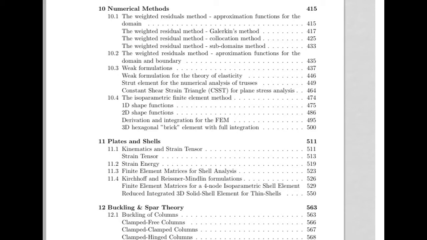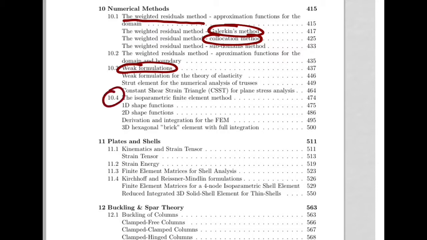Like I said, we will start with the weighted residuals method. We'll talk about Galerkin's method, collocation method, and then we will move to weak formulations, which is very important to derive the finite element matrices for elasticity. Then in section 10.4, we will derive some important formulations for specific elements: 1D, 2D and 3D elements. In chapter 11, we'll focus more on plate and shell elements.